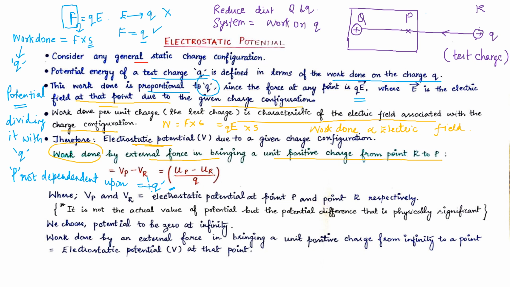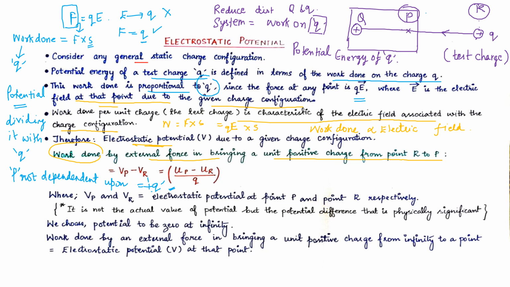On small q, some work done on small q will be stored as the potential energy of small q. Okay, so this potential energy of the small q is dependent on the work done by the system on the small q to bring it from the position R to position P.